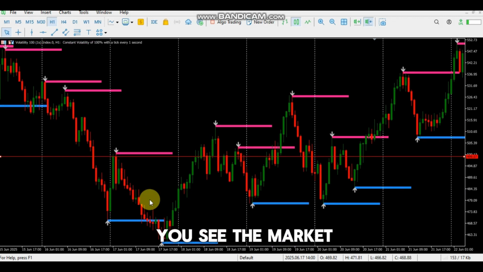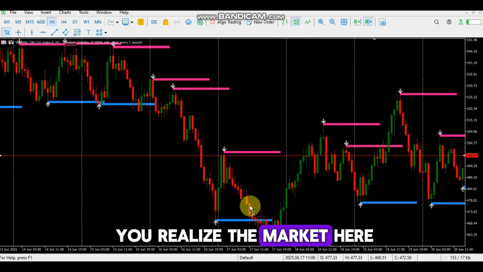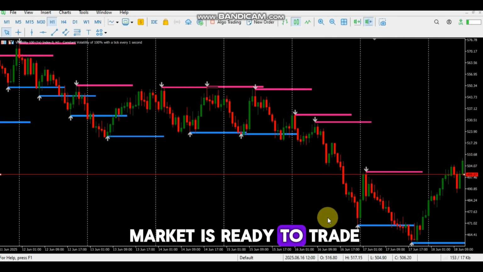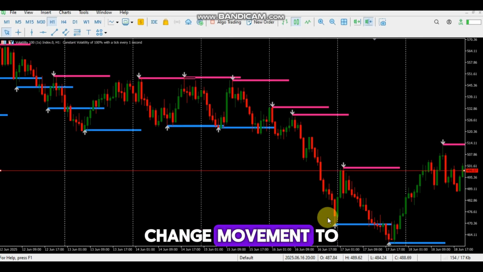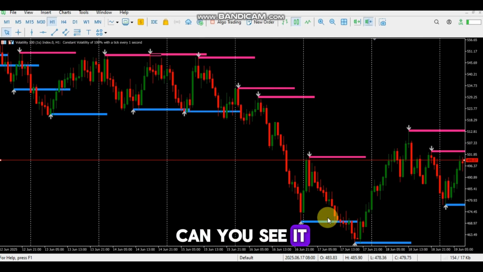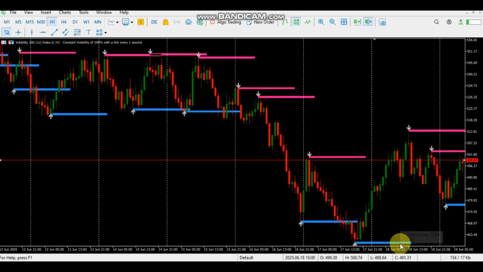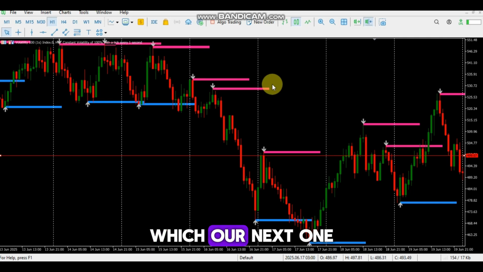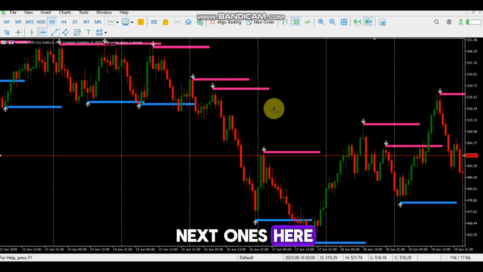Now can you see the market? If you realize the market here, the market is ready to change movement to uptrend. Can you see it actually break this one here? It break the first reversal, and next, if it breaks the next one there, which is here.